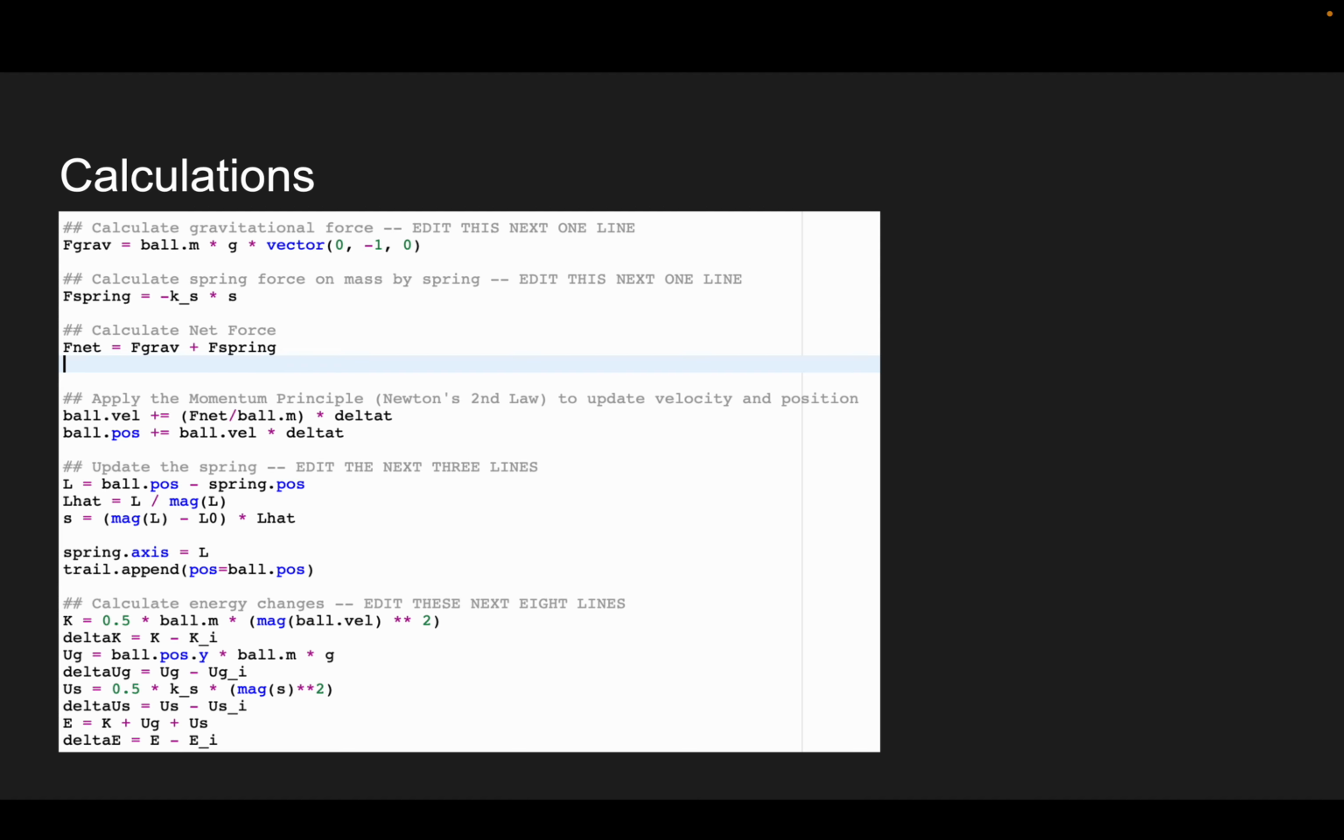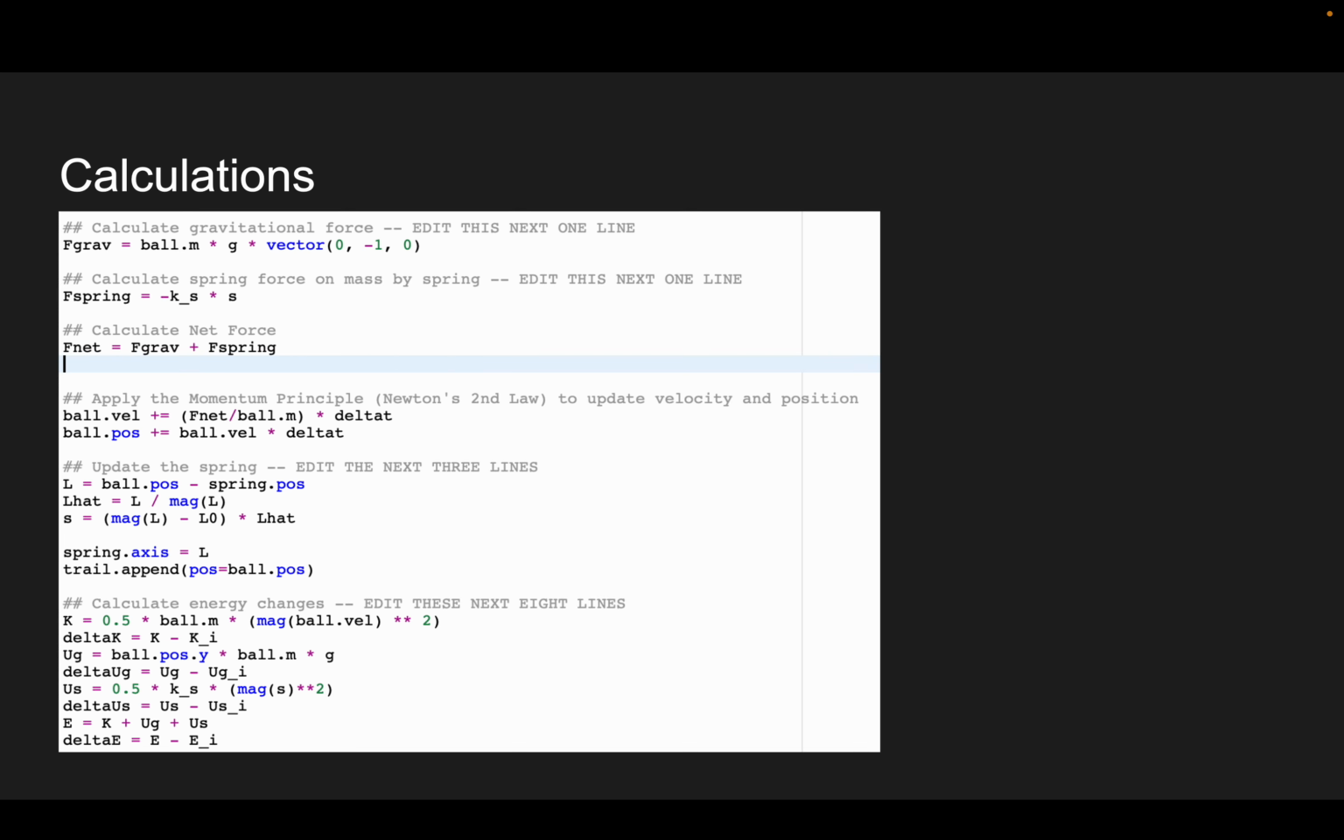Okay, so here were the calculations. The gravity is just mass times 9.8. The spring force is just negative k times s, where s was calculated, and you can see s being calculated right here. We'll get to that a little bit later. The F net is just those two forces, as those are the only forces acting on the system. We use the momentum principle, Newton's second law, to update velocity and position.